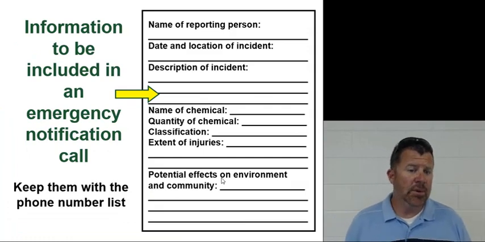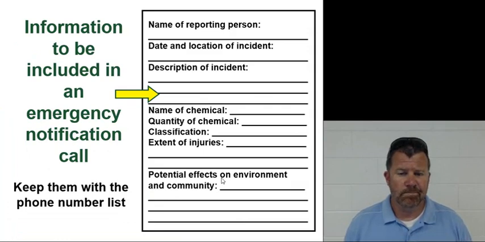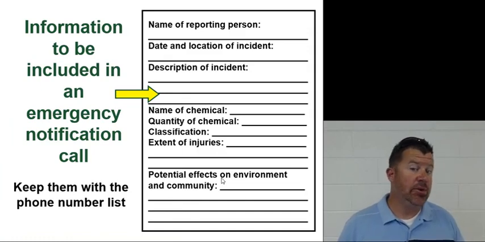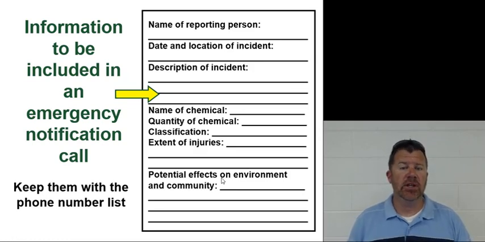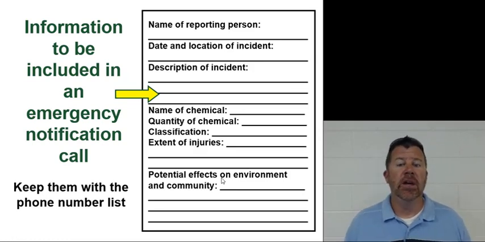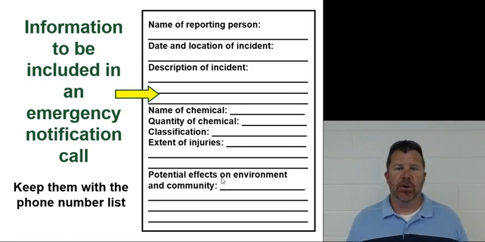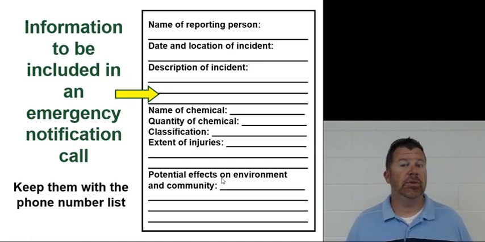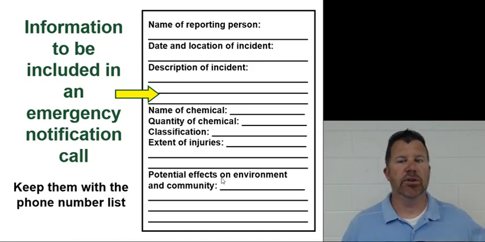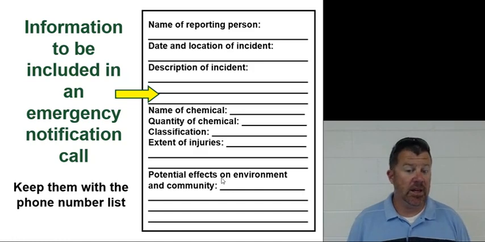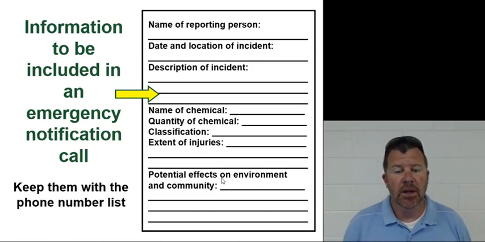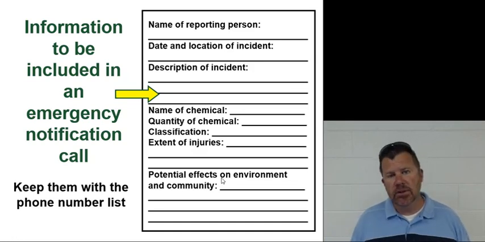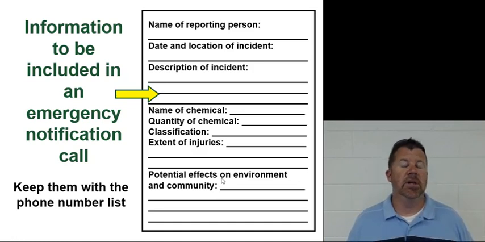All right. Information to be included in an emergency notification call. Keep this with that list of names and numbers that you need, so when you call, you've got this information to give them. Name of reporting person: Eric Jones. Date and location of the incident: July 13th, 2014. Description of incident: spill, shovel punctured 50-gallon drum of Roundup in the back of my truck. Name of chemical: Roundup. Quantity: 50-gallon drum. Classification: Roundup. The extent of injuries: it's minor.